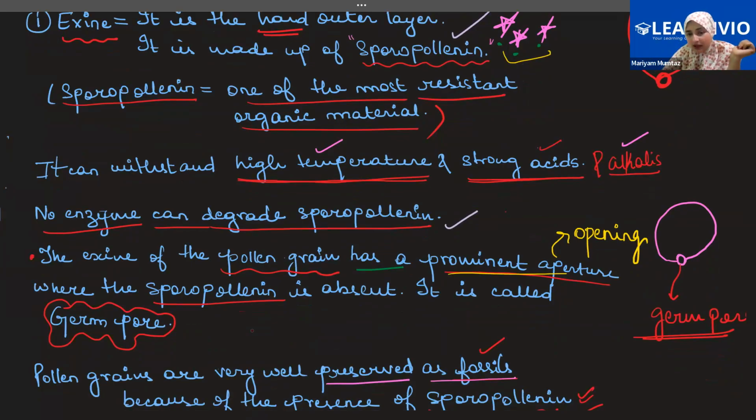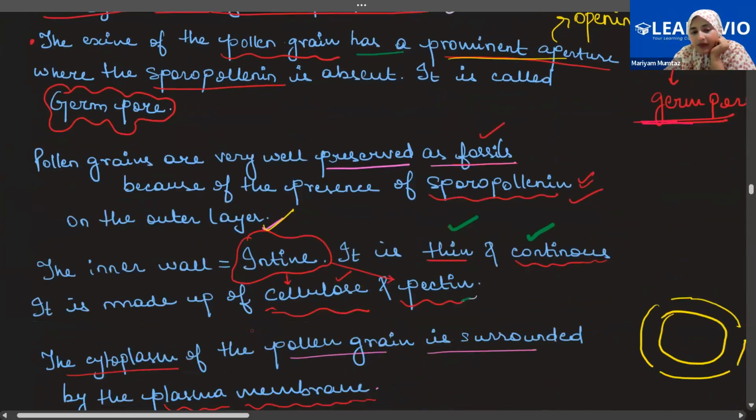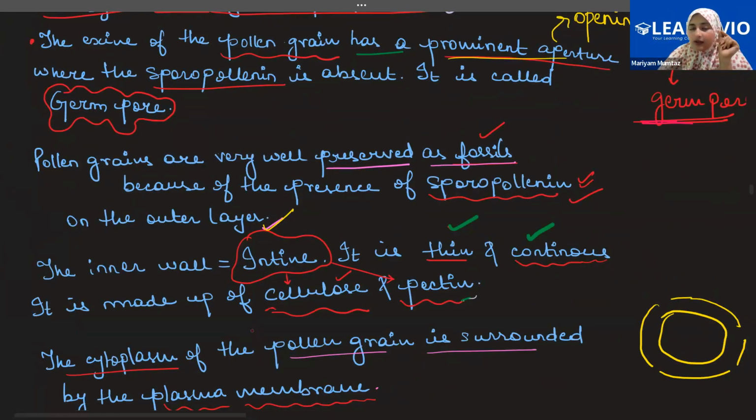Now the exine of the pollen grain has a prominent aperture. There is a place where the sporopollenin is absent, and that area is called the germ pore. So in the whole entire area sporopollenin is present, and at one place the sporopollenin is absent, and we call that area the germ pore. Now see, because of the presence of the sporopollenin in the pollen grain, the pollen grains are very well preserved. Why? Because the sporopollenin will not get degraded.